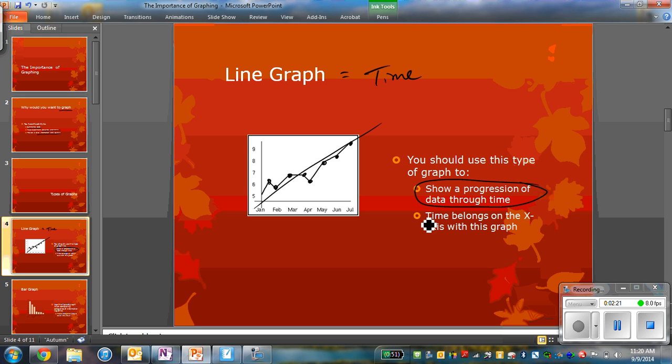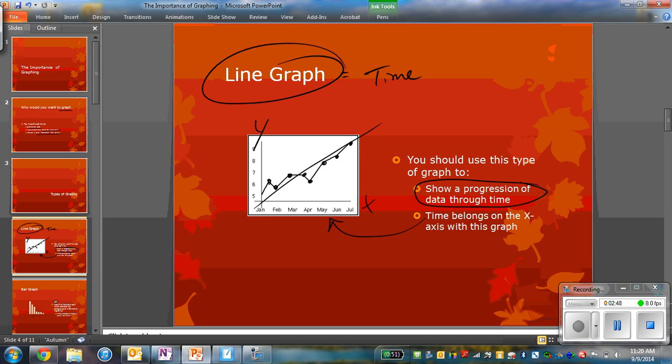The only other thing I'll say about this is that time is always going to be on the x-axis. So if we were going to do axes here, your x-axis would be right here, your y-axis would be up there. It looks like here we're gauging a collection of things over months of the year, and because months of the year show time and a progression through time, we would use a line graph. So that's your first graph.